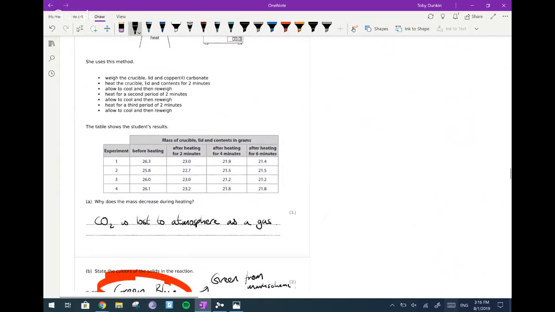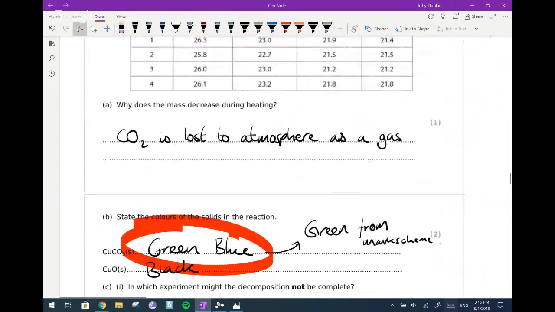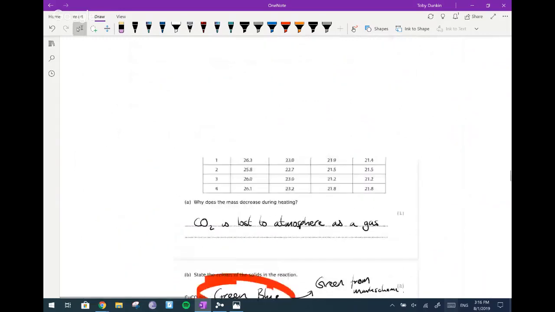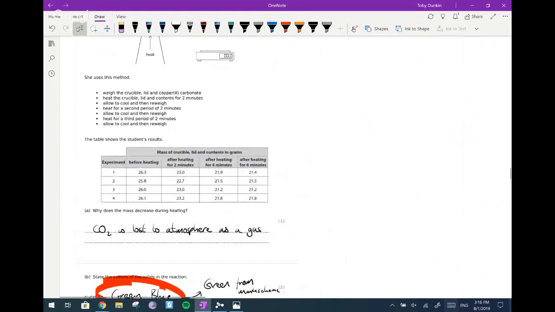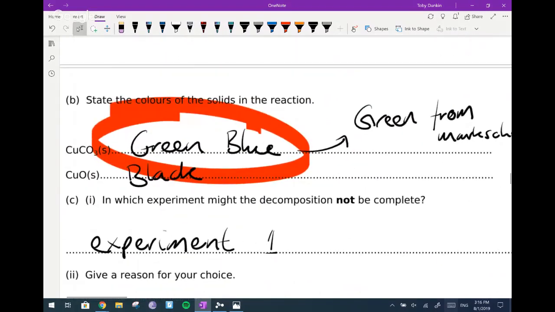Next. Right. Why does the mass decrease during heating? Carbon dioxide is lost as a gas. Are we decomposing a carbonate? Yes, we are. Sometimes it's water as a gas. This is where I lost my mark, folks.